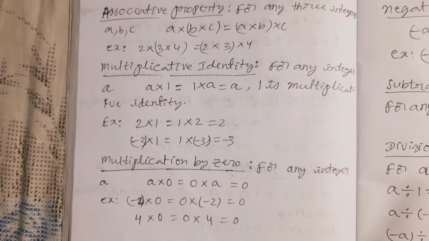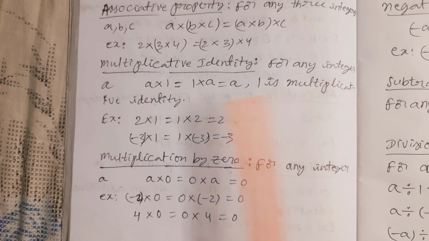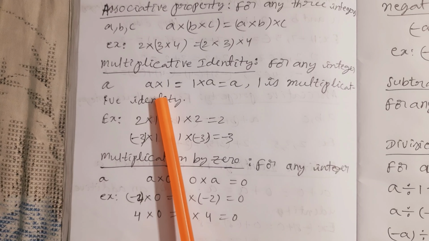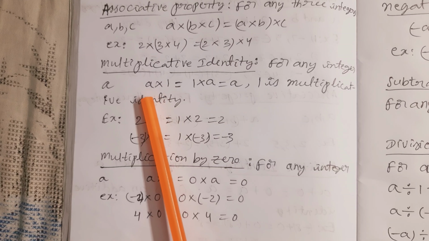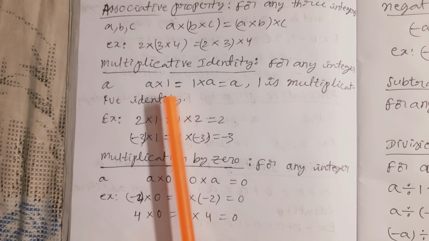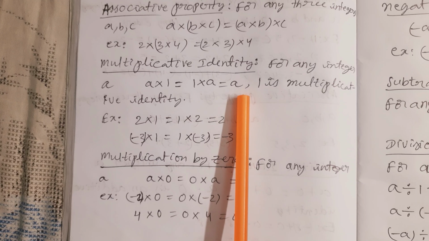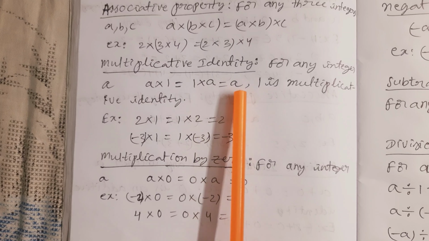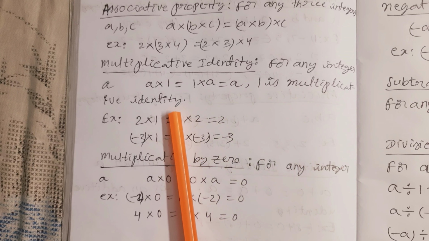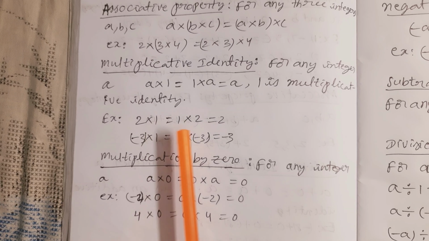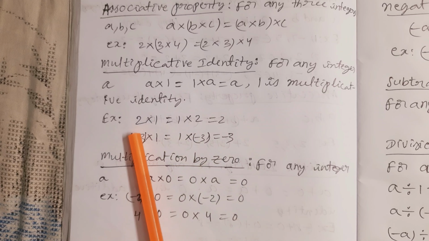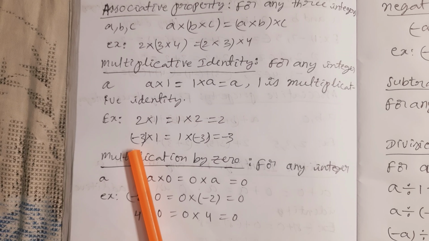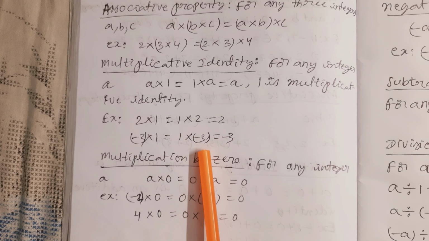Multiplicative identity is one of the important properties in our syllabus. What does multiplicative identity mean? For any integer a, that means any number you can take. Taking one example as commonality, a into 1 is equal to 1 into a is equal to a. That means a into 1 is a only, and 1 into a is also a only. 1 is the multiplicative identity. 2 into 1 is equal to 1 into 2 is equal to 2. I am taking some examples. Here I took a positive number, now negative: minus 3 into 1, a negative integer, is 1 into minus 3 only.